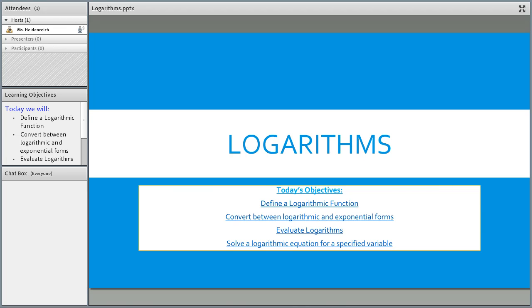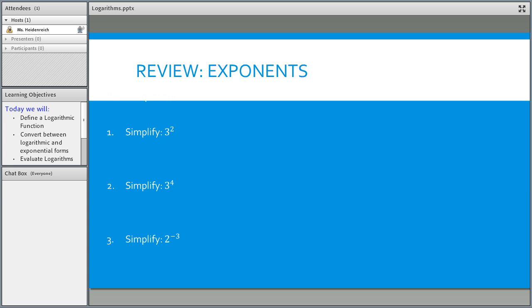So you're going to see this playlist as you go through the different objectives. We're going to be defining a logarithmic function, starting at the very basics with what a logarithm is. Then we're going to convert between logarithmic and exponential forms. Next, we will evaluate logarithms, and lastly, we will solve logarithmic equations for a specified variable. Okay, so we have a lot to go through, so let's get started here.